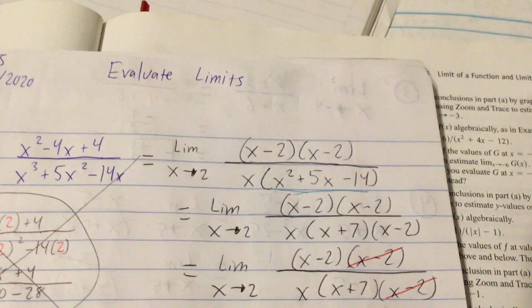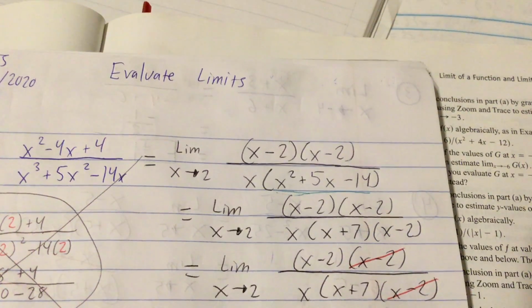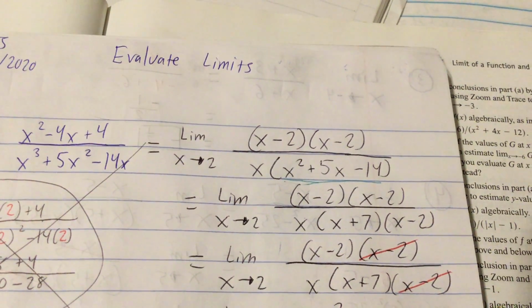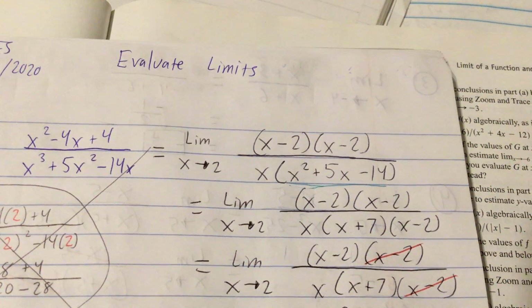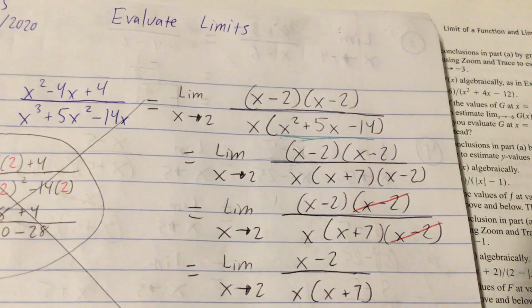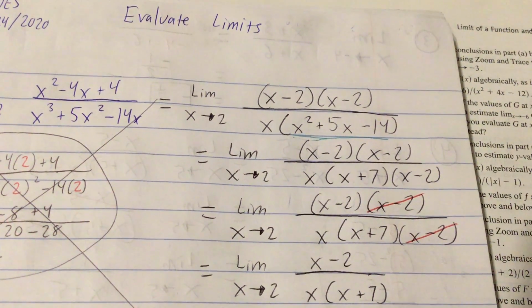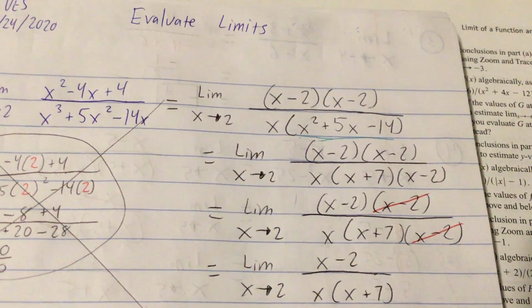Yeah, a pair of x minus 2s. So an x minus 2 on the top over an x minus 2 on the bottom. That's the source of the 0 over 0. But take a look at this problem. Don't be scared of it, because once that cancels out, I'm left with the limit as x approaches 2 of x minus 2 over x times the quantity of x plus 7.